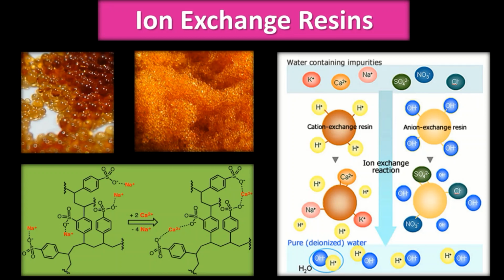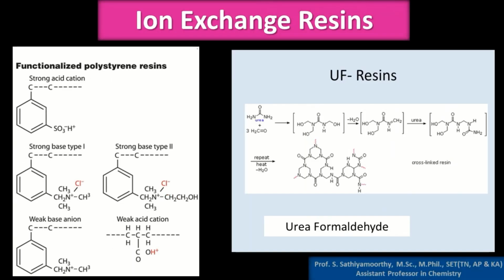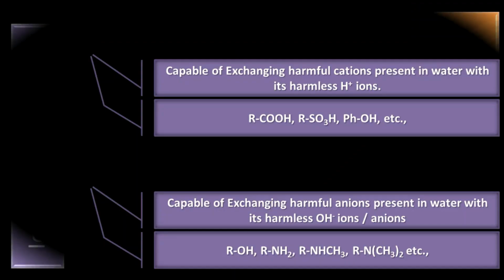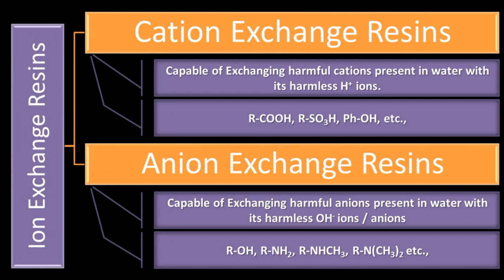Now we are going to discuss these ion exchange resins in detail. Here are some examples of ion exchange resins. Here you can see both types of resins, the cation exchange resin and the anion exchange resin. Now there are two types of ion exchange resins. The first one is cation exchange resin and the second one is anion exchange resin.